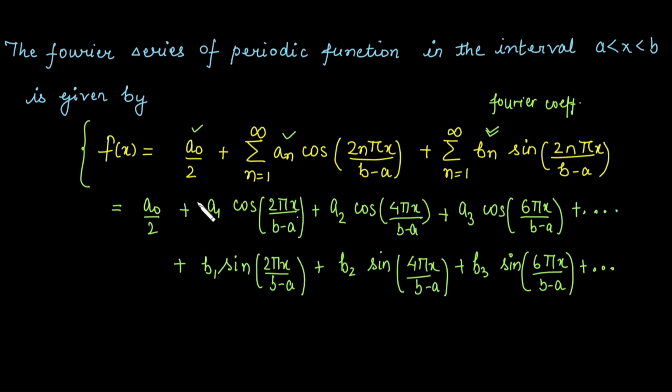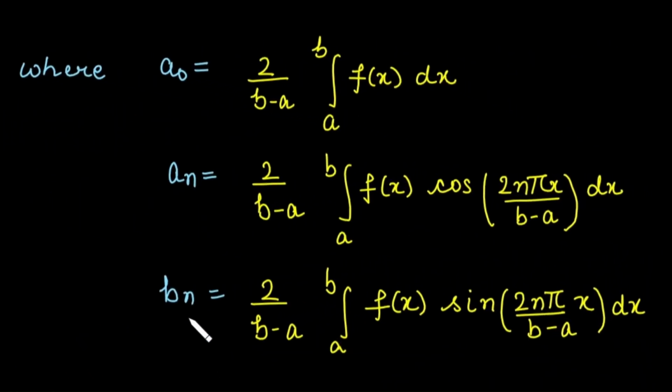Now the point is, it is very difficult to find a0, a1, a2, a3, b1, b2, b3 as individual terms, but we have a general formula in order to calculate a0, an and bn. Here we can observe that in a0, an and bn, one term is common, that is 2 upon b minus a. And moreover, they have an integral over the interval a to b. In a0, we have a function. In an, we have the function times cos of 2n pi x by b minus a. And in case of bn, we have the function times sine of 2n pi x by b minus a.